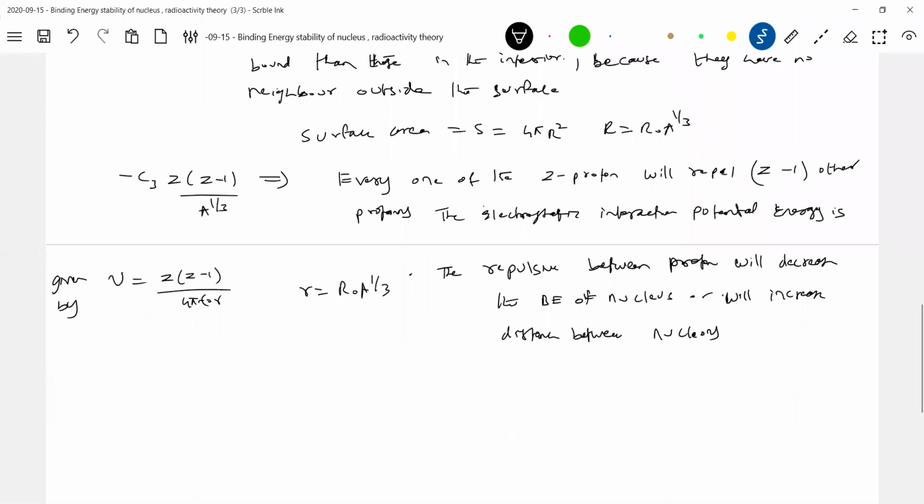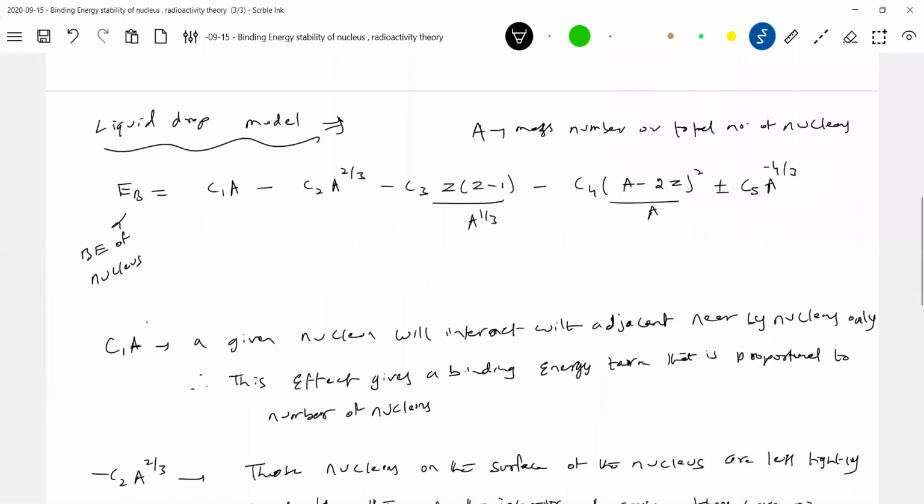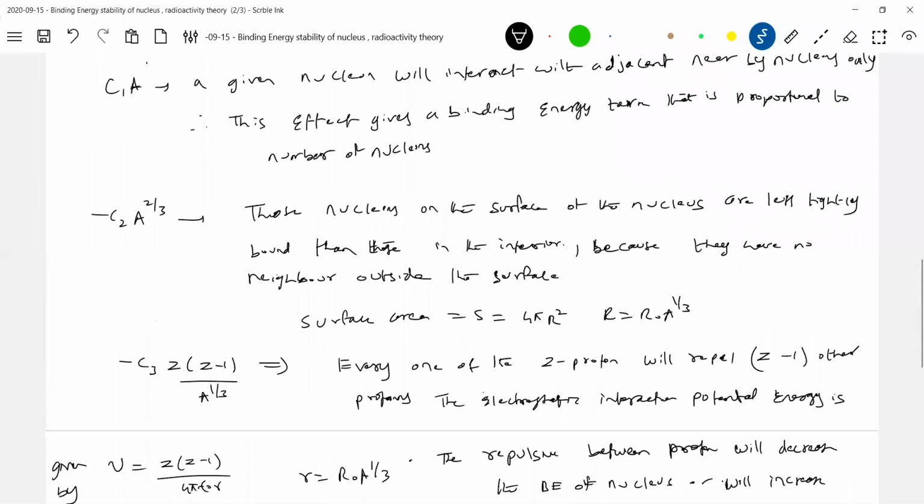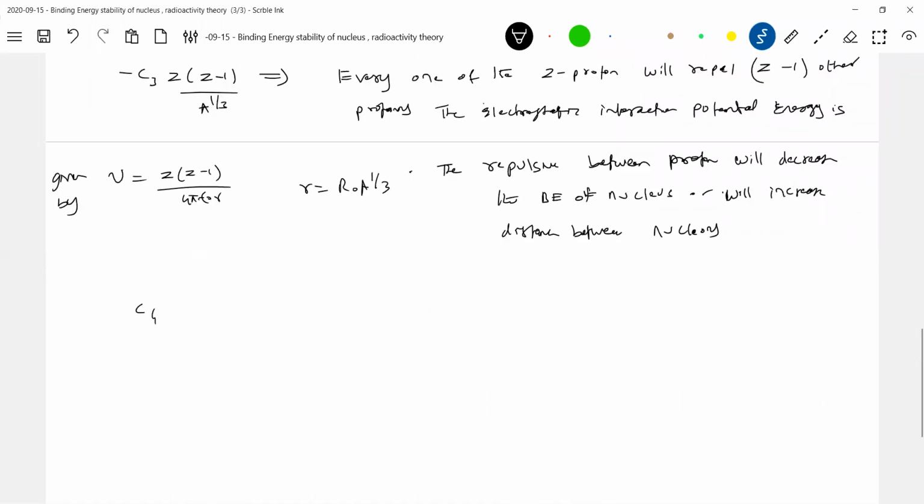The fourth one, no? What is the fourth one? C4 by A.